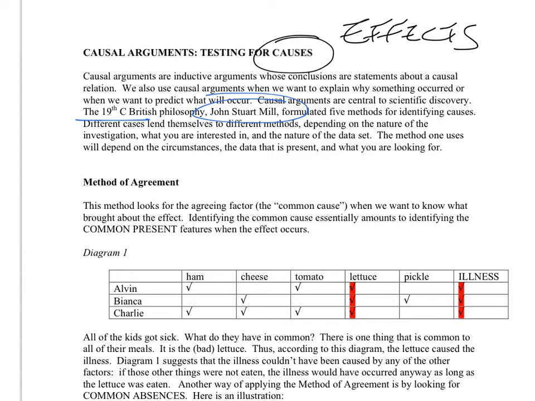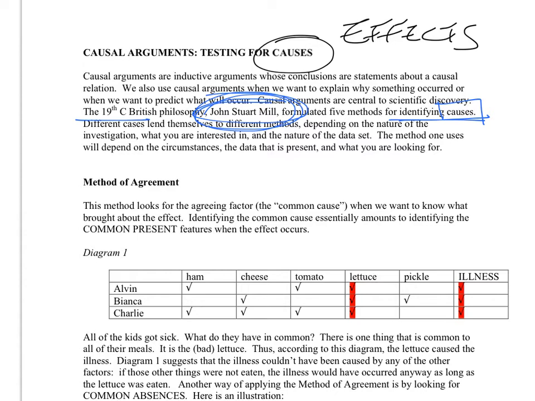and he formulated certain methods for identifying causes. And a lot of these methods are now considered fairly common sense. And even before John Stuart Mill, I'm sure these methods were used. John Stuart Mill is just somebody who came up with a precise formulation of the methods that people probably used for centuries even before him for identifying causes.